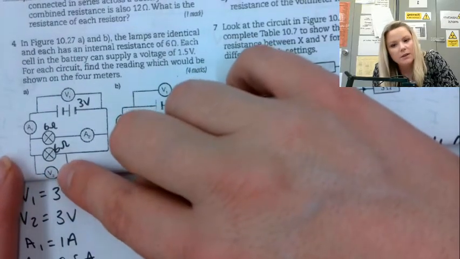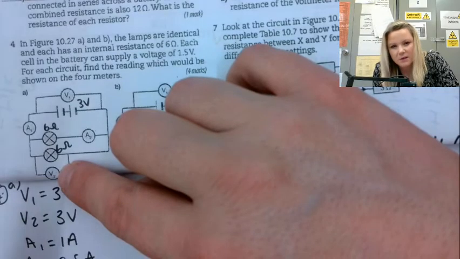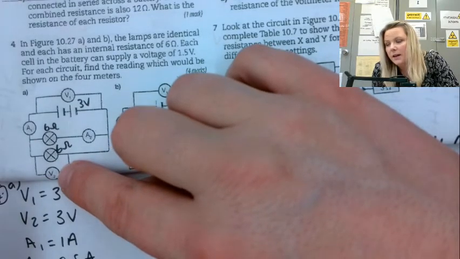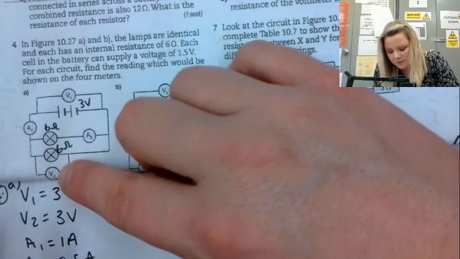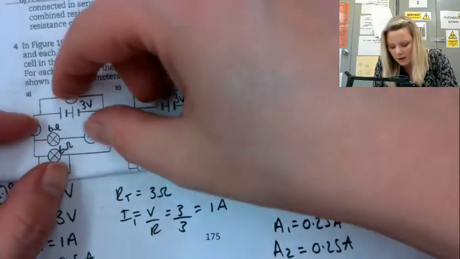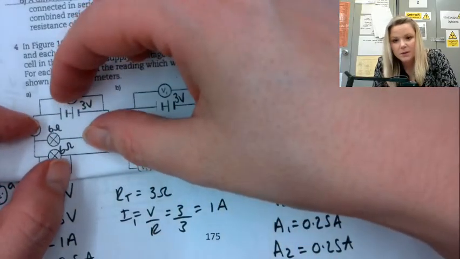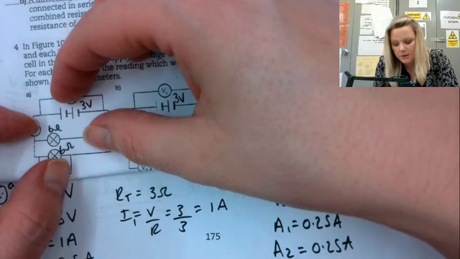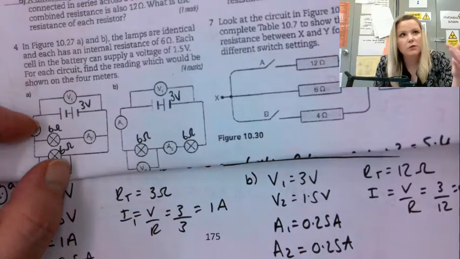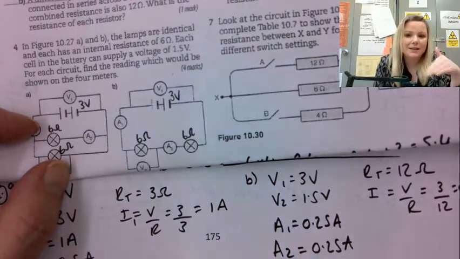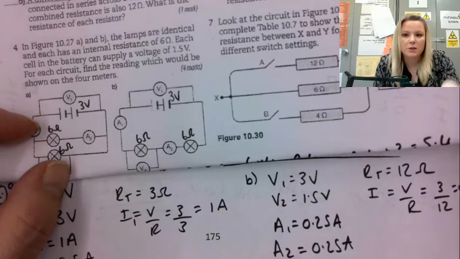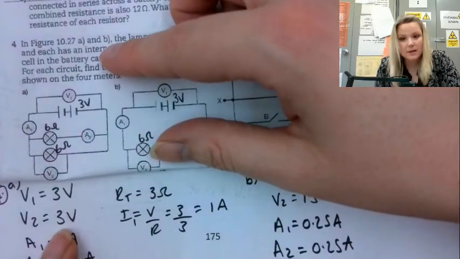Now remember, in these circuits, we act as if the ammeters and voltmeters aren't there. They're like we act as if they're not in the circuit. So if I cover those all up, then all we have here is a power supply with two bulbs in parallel with each other. And the rule for voltage in parallel is that it's the same across each parallel branch. So that's why that one is 3 volts.